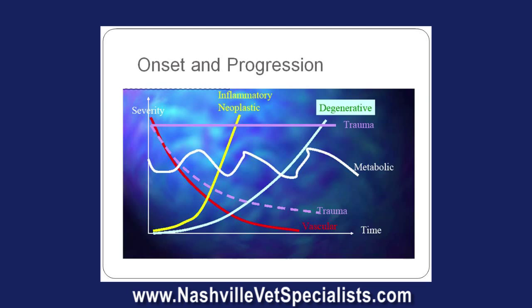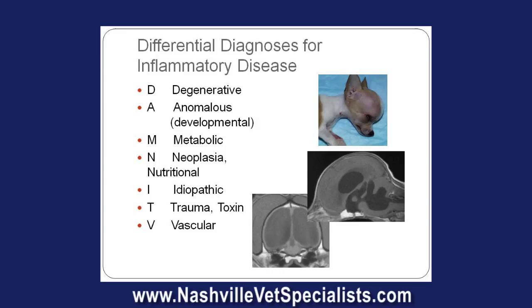Some of the other differentials that can present very similar would be degenerative type diseases, anomalous things like hydrocephalus in young dogs, metabolic diseases like hepatic encephalopathy. Of course, there's going to be a lot of overlap with neoplastic things. We can see a lot of idiopathic syndromes where sometimes you have a hard time distinguishing between central lesions, and of course, toxins, trauma.